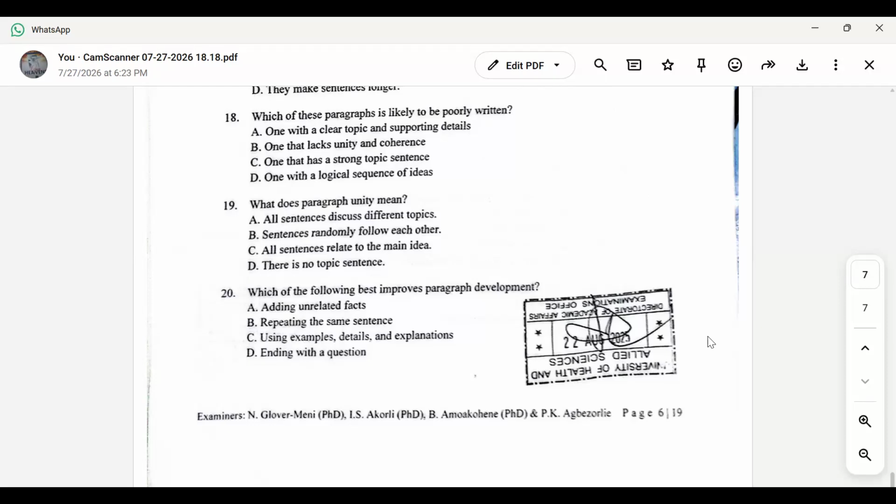Question 19. What does paragraph unity mean? A, all sentences discuss different topics. B, sentences are unrelated to each other. C, all sentences relate to the main idea. And D, there is no topic sentence. C.